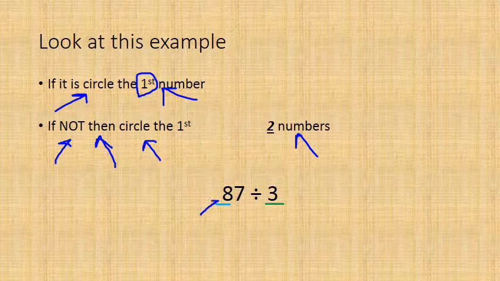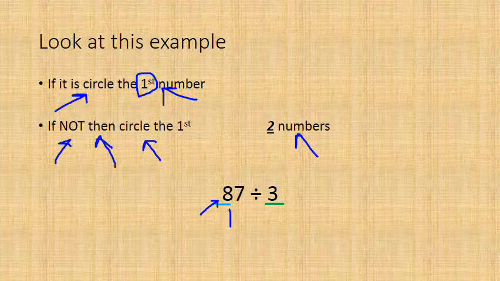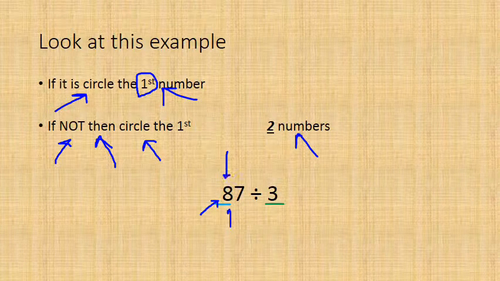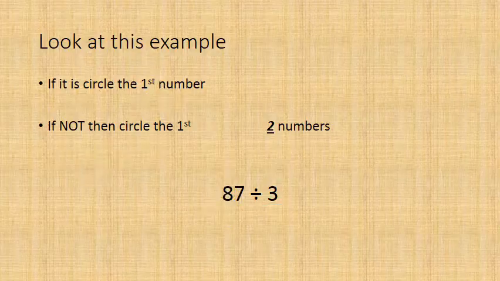What is the first number? Hint, hint, hint. What is the first number that you see? The first number that I see is 8. What number do you think we're going to circle? That's right, 8.